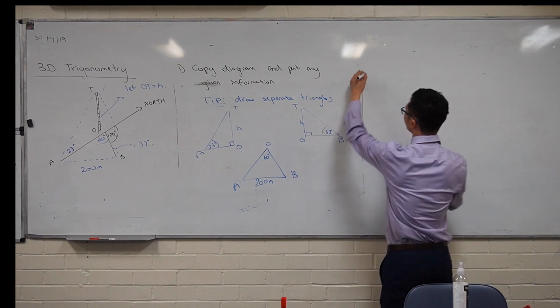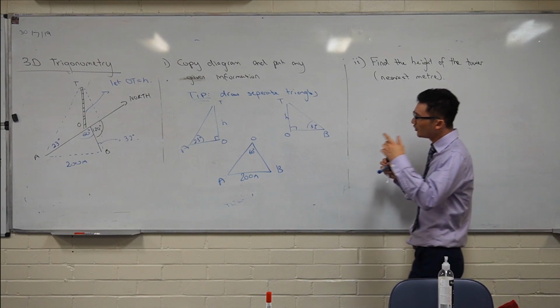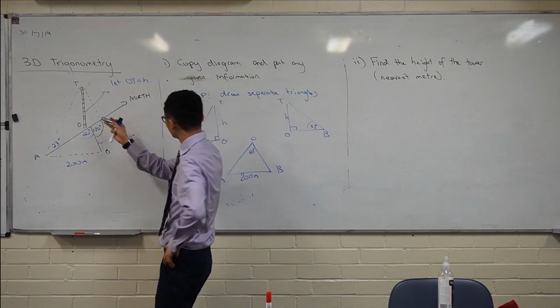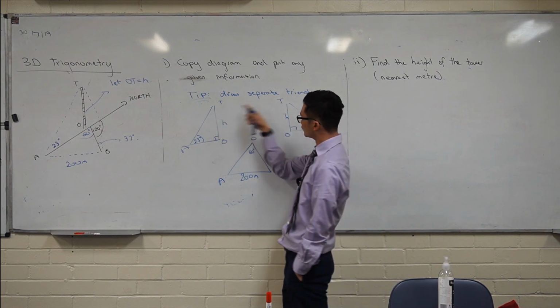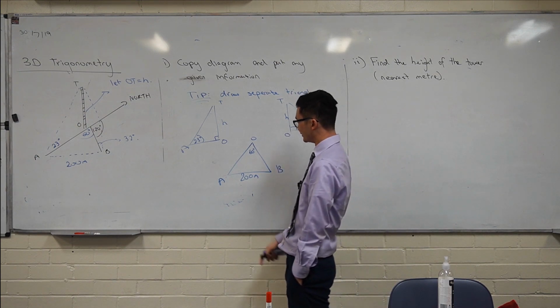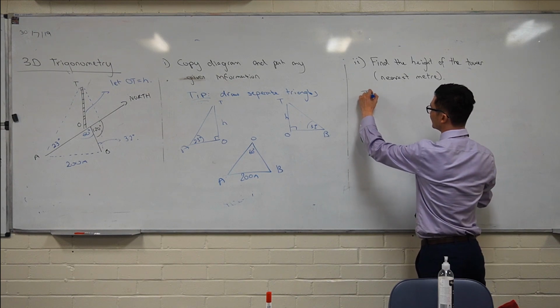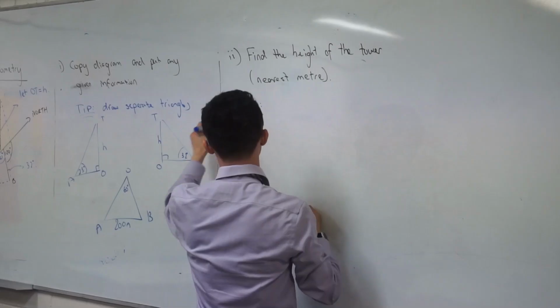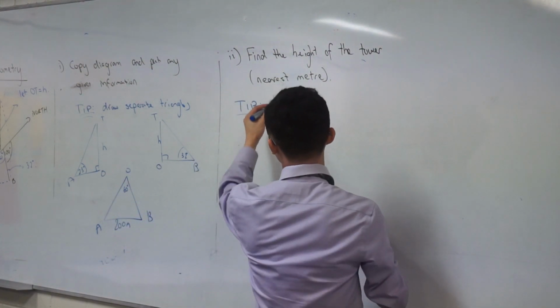So part two. I'm trying to find H here. And although we don't know what H is initially, the great thing about drawing my separate triangles is that once I've drawn them like this, now what I can do is think about how I can relate them together. So another tip in 3D geometry: think about how you can relate the different sides together.